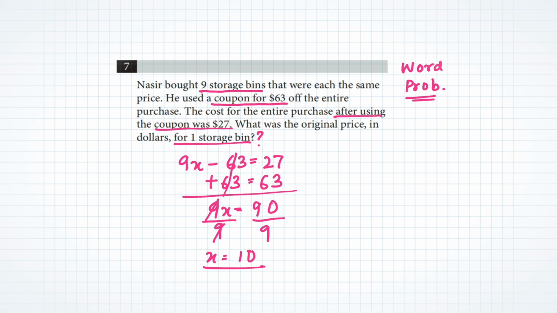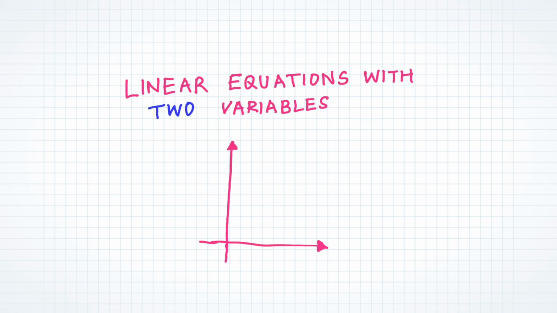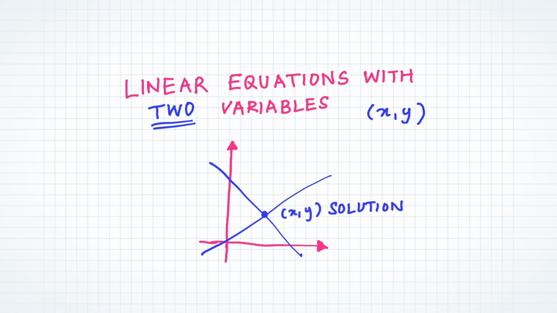This type of question mixes real-life situations with math. And it's exactly the kind of problem you can expect in the SAT. Now let's move to equations with two variables, usually written as x and y. Each equation represents a straight line. When you have two lines, or two equations, they can meet at one point. That meeting point is called the solution. Let's look at how that works.